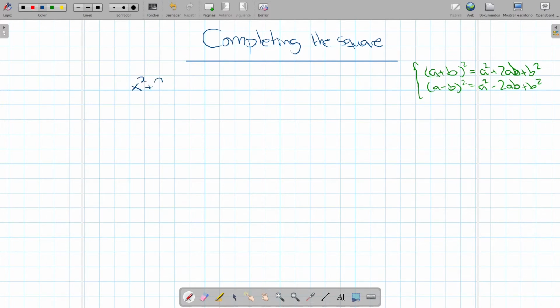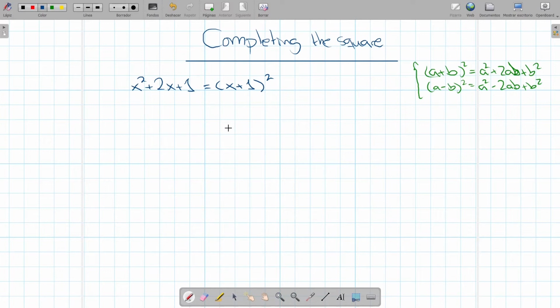For example, if you have an expression like this one, as you know how to do this product, you need to understand that this one can be factorized as (x + 1) squared. Why? Because if you understand that product, it's x squared, plus 2 times x times 1, which is 2x, plus 1 squared, which is that one. So you need to be able to get an expression and factorize it into a perfect square.